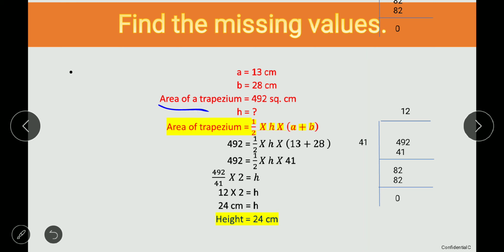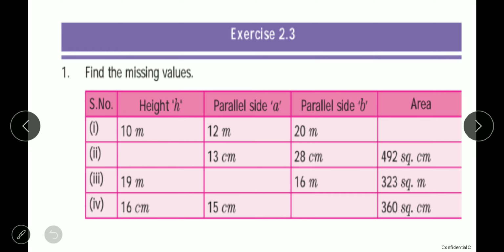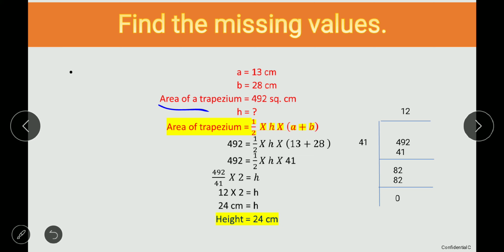Yes, we can find. First, substitute the values. In this video, only this first question I have solved here. And the second question answer is here. 492 is your area, and height is not given. So first add up the sides. When you add, we will get 41.